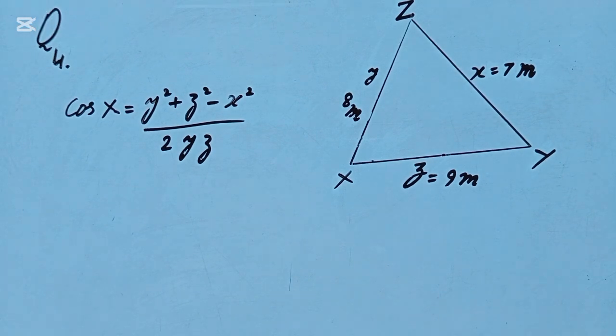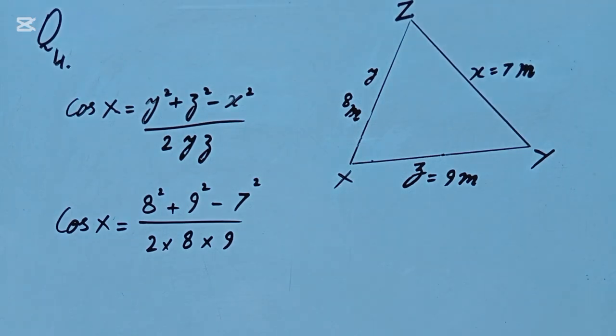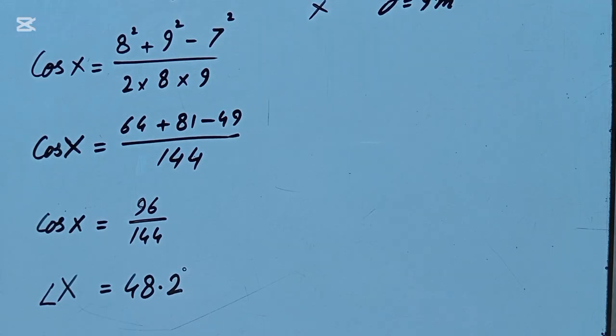Now putting the values, so cos of x equal to 8 square plus 9 square minus 7 square divided by double of the product of 8 and 9. Solving it, we have found cos of x is equal to 96 by 144. We'll take cosine inverse both the sides. We have found this angle x equal to 48.2 degree.